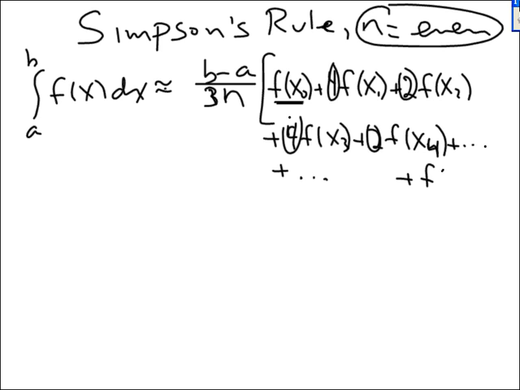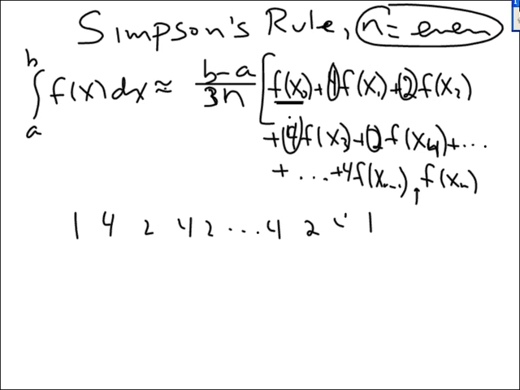The last one will be f of xn, and just like the first one, the coefficient in front is 1. Now what is it before the last one? f of xn minus 1. What's the coefficient of that one going to be, you ask? It's going to be 4. In other words, the first and last coefficients will be 1, and then you have 4, 2, 4, 2, a number of times, 4, 2, and then 4.